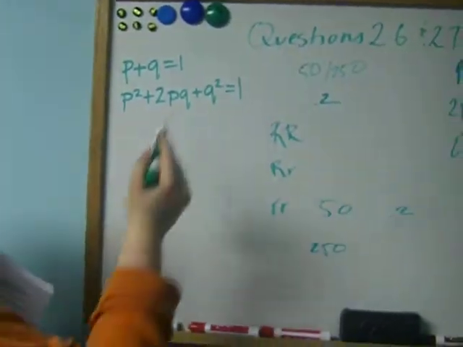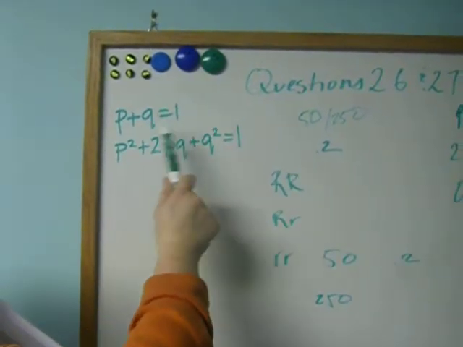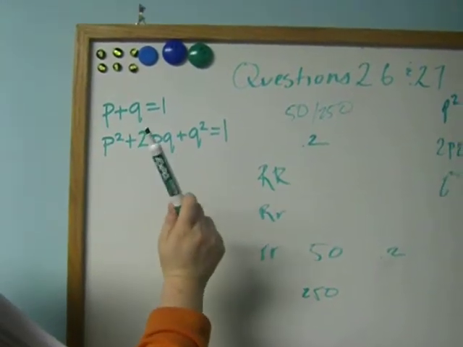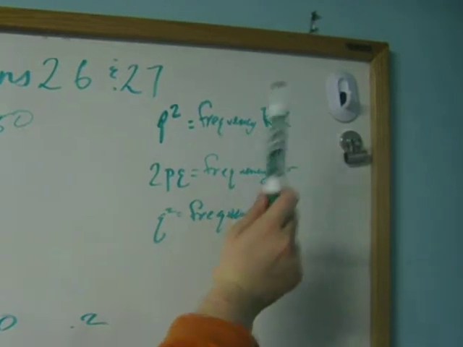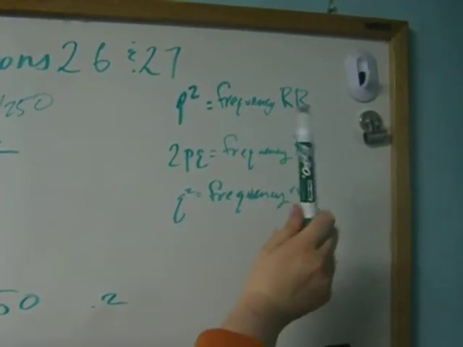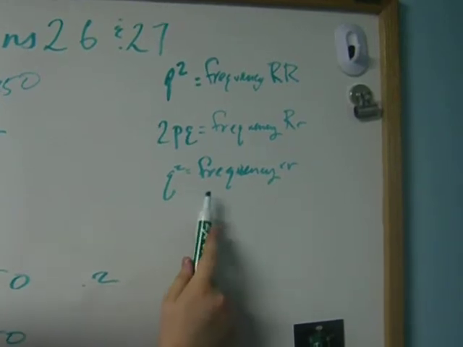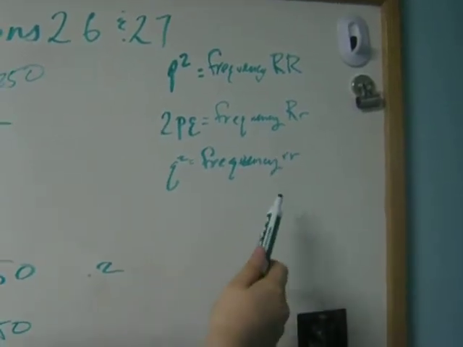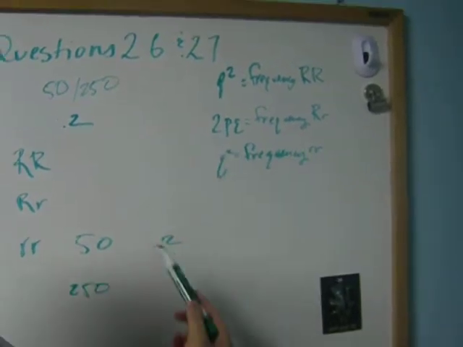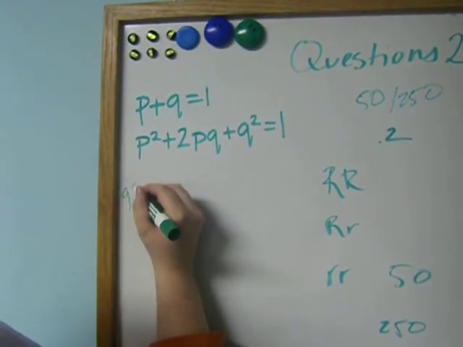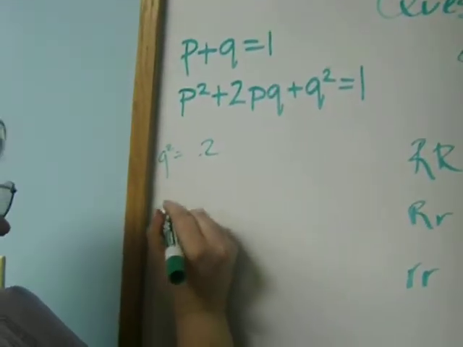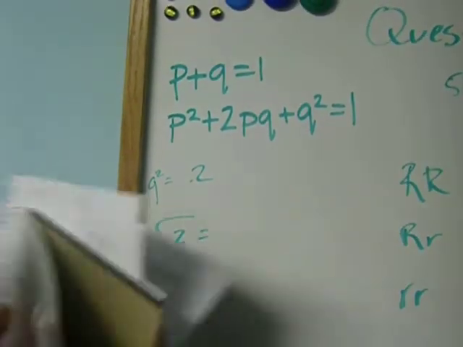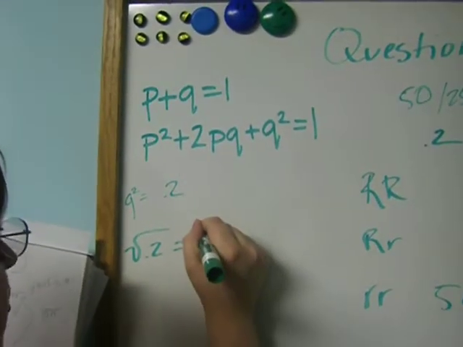Now, according to the Hardy Weinberg equation, P plus Q equals 1, P squared plus 2PQ plus Q squared equals 1, where P squared is the frequency of homozygous dominant, 2PQ is the frequency of heterozygous, and Q squared equals the frequency of homozygous recessive. So we now know our Q squared. So Q squared equals 0.2. Now to find out what Q is, all we have to do is the square root of 0.2, which is approximately 0.45. I've rounded that.